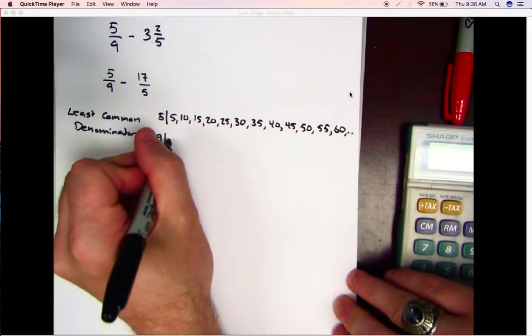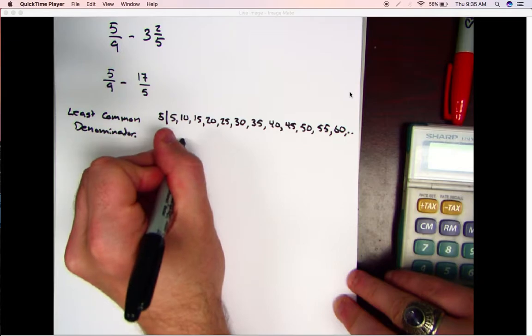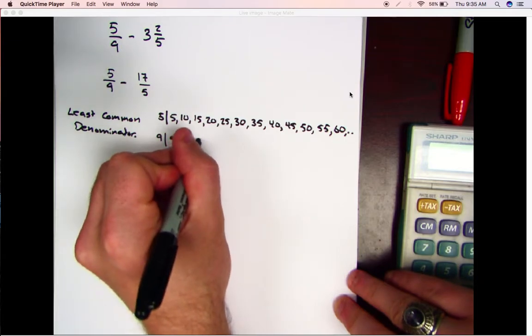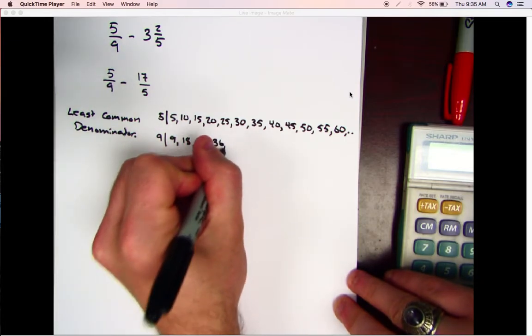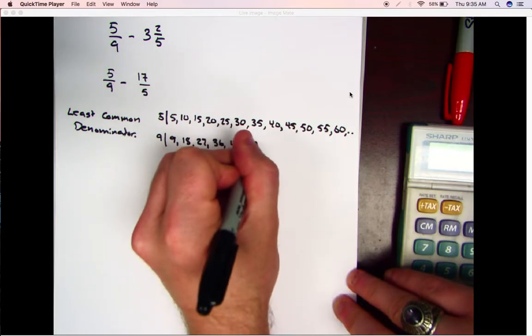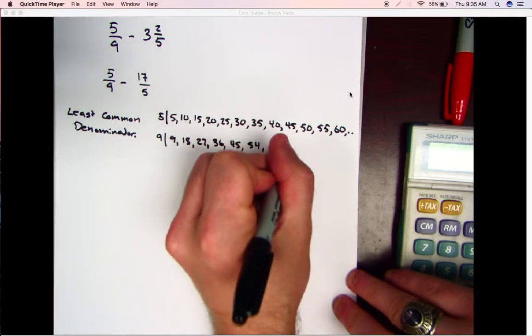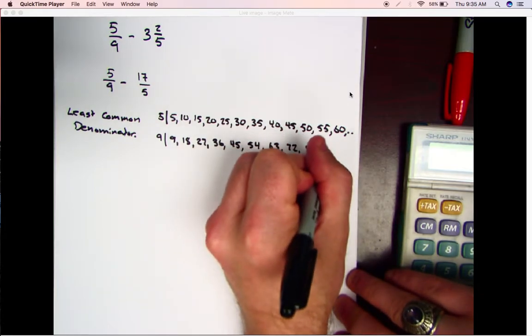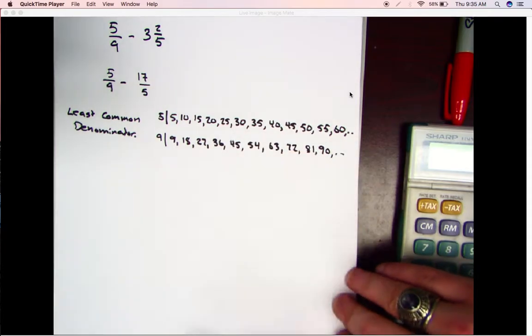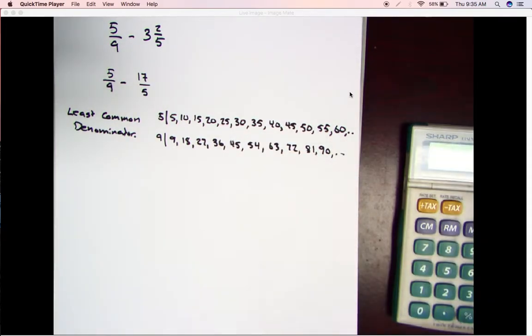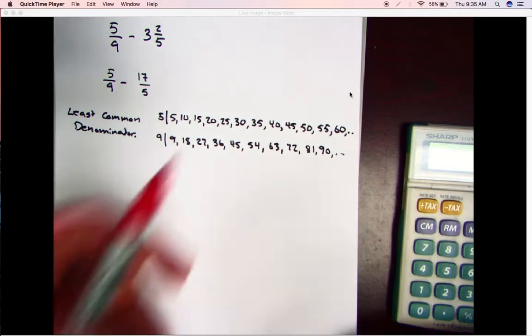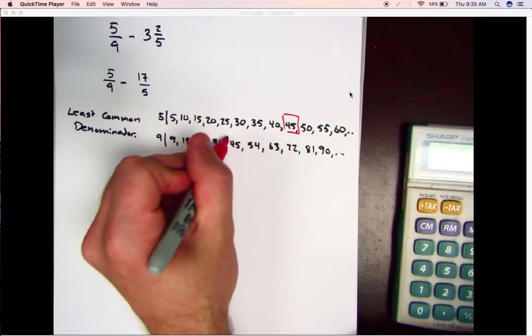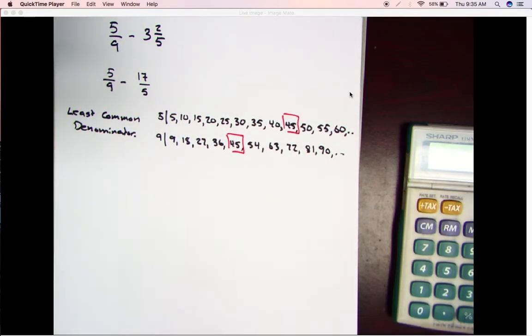Now for 9, 9 times 1 is 9, times 2 is 18, times 3 is 27, 36, 45, 54, 63, 72, 81, and 90, and so on and so forth. So the first number that both lists come in contact with is 45. So that right there is going to be our least common denominator.